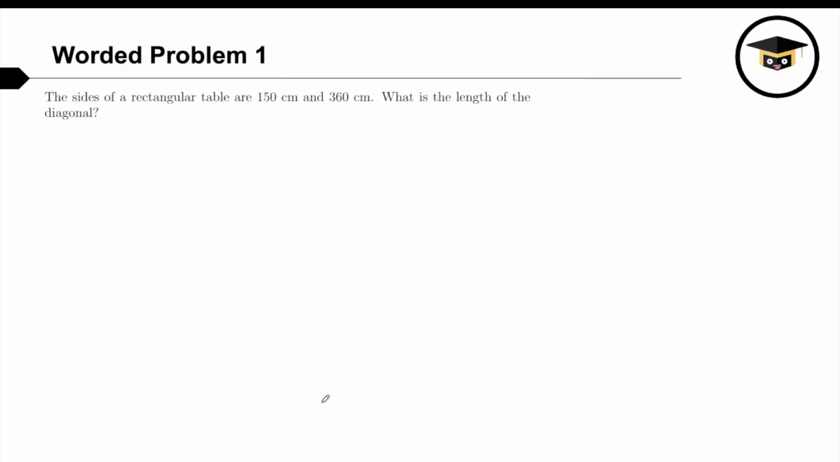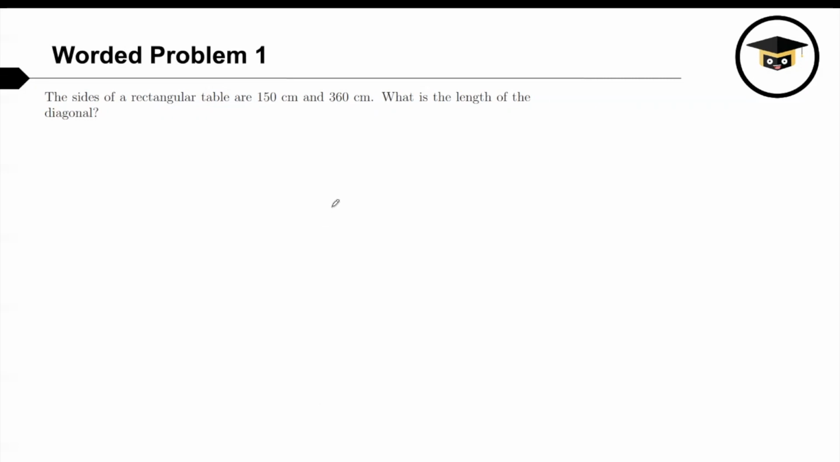The sides of a rectangular table are 150 centimeters and 360 centimeters. What is the length of the diagonal? Okay, so if you haven't already, pause the video and have a go. And then once you're done, let's go through the solution.